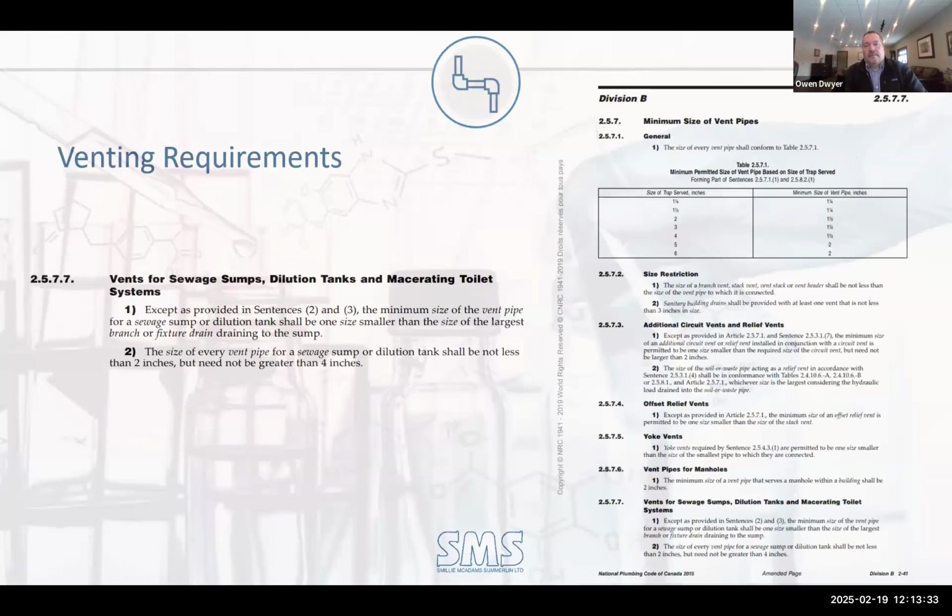And lastly, vent sizing. Vent sizing, again, for sewage pumps and dilution tanks, which is used interchangeably with neutralization. The point of note here is point 2 in 2577. The size of every vent pipe for a sewage sump or dilution tank, neutralization tank, shall not be less than 2 and need not be greater than 4. So what that means is even if you have an at-source neutralization tank or dilution tank under the sink, it needs to be vented, and the minimum vent size for that tank is 2 inch.